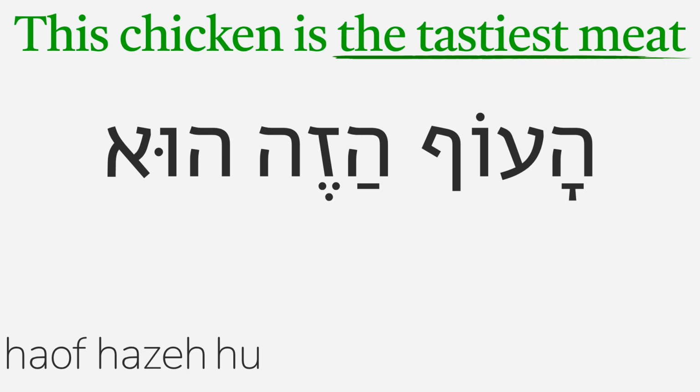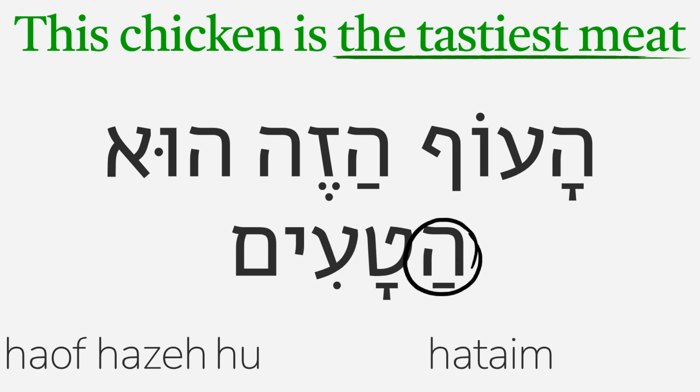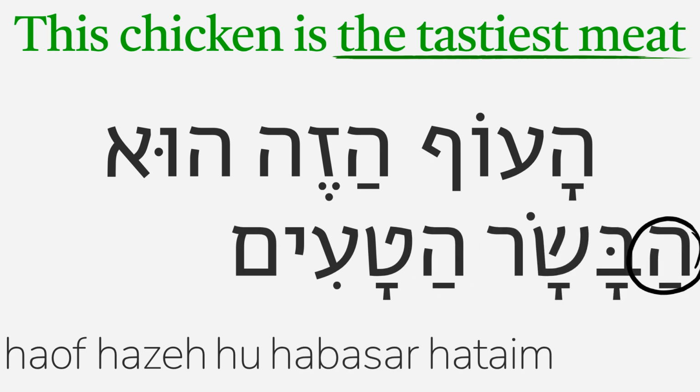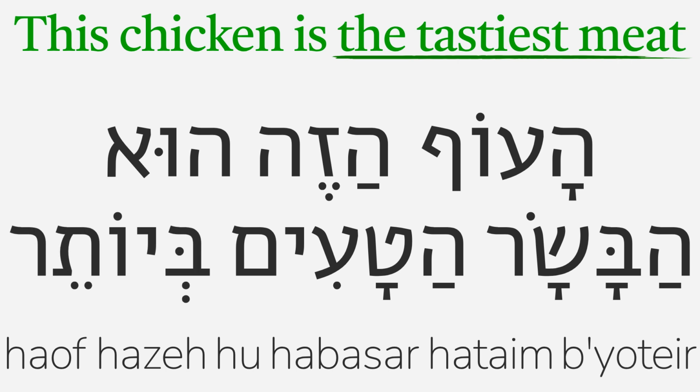When we use this word, there will be a ha on the adjective ta'im, tasty, and also on the noun that goes with it, basar, meat. After habasar hata'im, we say biyoter. Habasar hata'im biyoter, the tastiest meat. Ha'of hazeh hu habasar hata'im biyoter. This chicken is the tastiest meat.